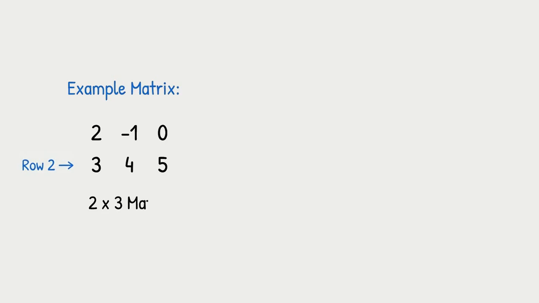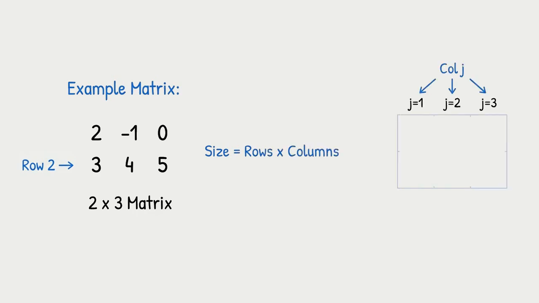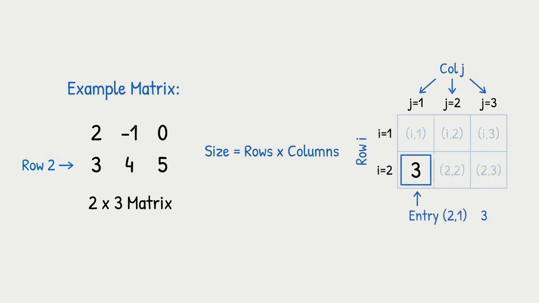For example, if you have a matrix with 2 rows and 3 columns, like this, 2, -1, 0 on the first row, and 3, 4, 5 on the second row, we call that a 2 by 3 matrix. The size is always written as rows by columns. Each entry is labeled by its row and column position. So the entry in row 2, column 1, would be 3.